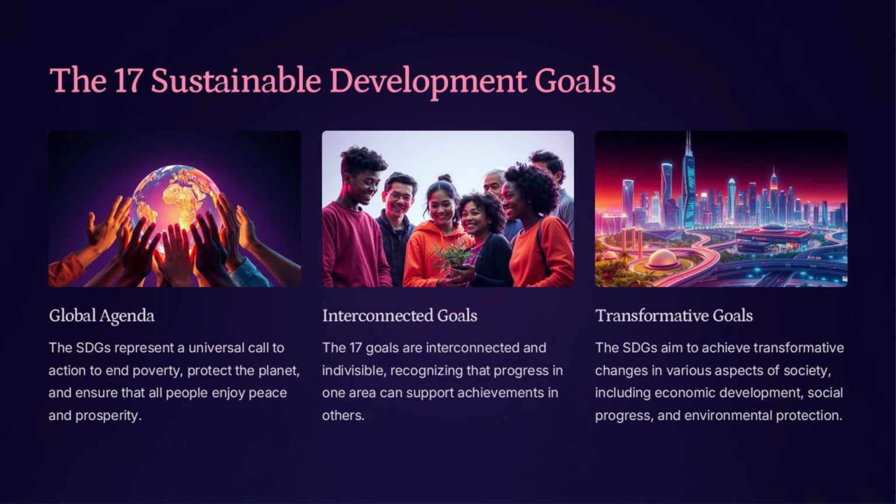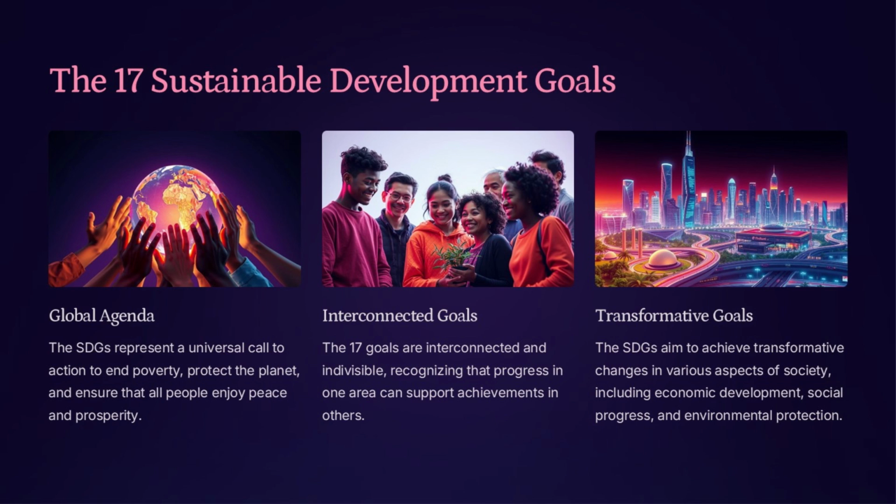The SDGs represent a global agenda to address pressing challenges facing the world. These 17 interconnected goals aim to end poverty, protect the planet, and ensure peace and prosperity for all people. The SDGs recognize the interdependence of different areas of progress, where advancements in one goal can support achievements in others. These transformative goals seek to drive changes across economic, social, and environmental domains to create a more sustainable and equitable future. The breadth and interconnectedness of the SDGs highlight the complexity of the challenges we face, but also the potential for holistic solutions.